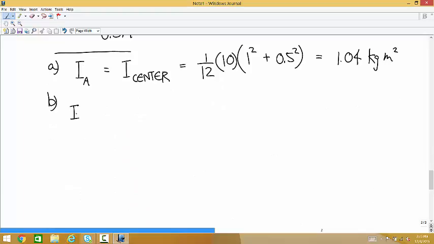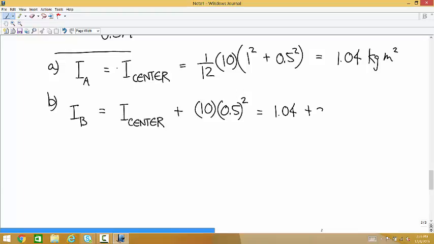All right, so moment of inertia about B is equal to the moment of inertia about the center plus the mass times the distance squared, where that distance is from the center to the axis. So what's the distance I want here? 0.5, yep. And so that's 1.04 plus 2.5. And so that is 3.54.